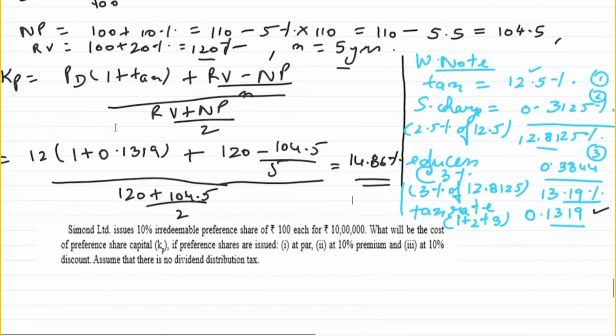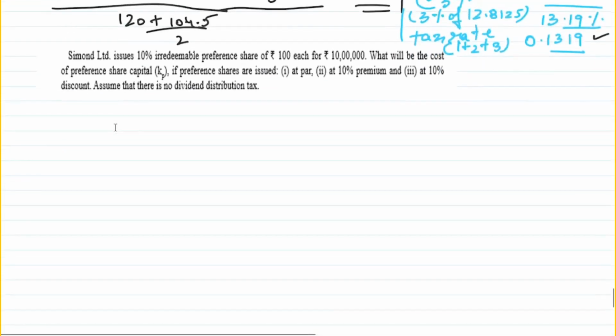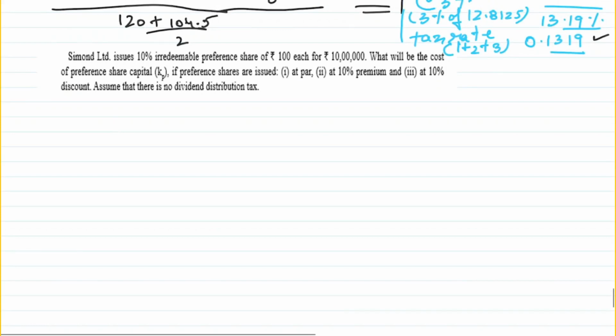Okay, just moving on to the next question. Question says Simon Limited issues 10% irredeemable preference share. Please remember, this is a question on irredeemable preference share. So what's the formula of that? Whenever you are supposed to compute the cost of capital for preference share, if it is an irredeemable preference share, then the formula becomes KP is equal to preference dividend divided by the net proceeds, right? This is the formula we are supposed to use for the computation of this question.